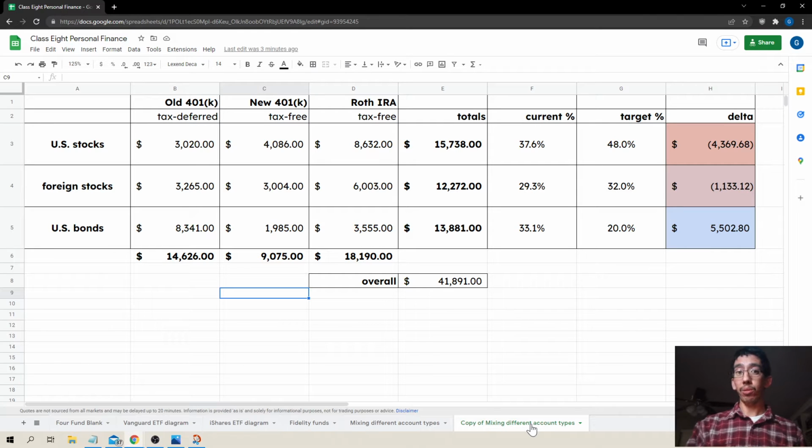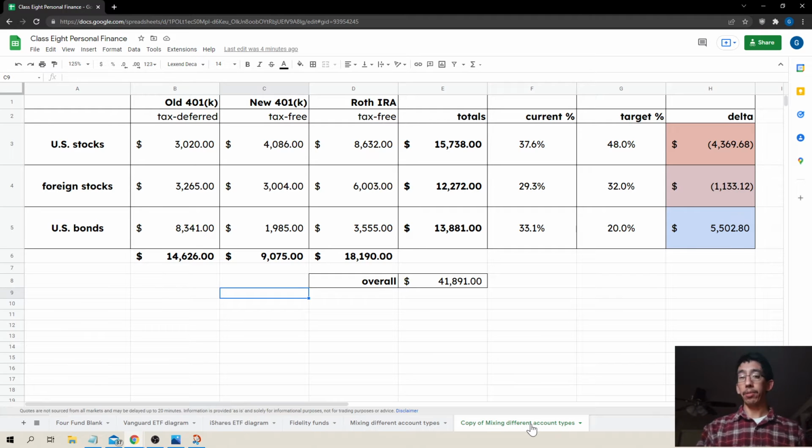So first, I'm going to show you how I built this spreadsheet, because a spreadsheet is an essential tool to figuring out how you reconcile these accounts and get some things in order. And the second thing we're going to do is talk about tax efficiency, because we have stocks versus bonds here, and we have tax deferred versus tax free.